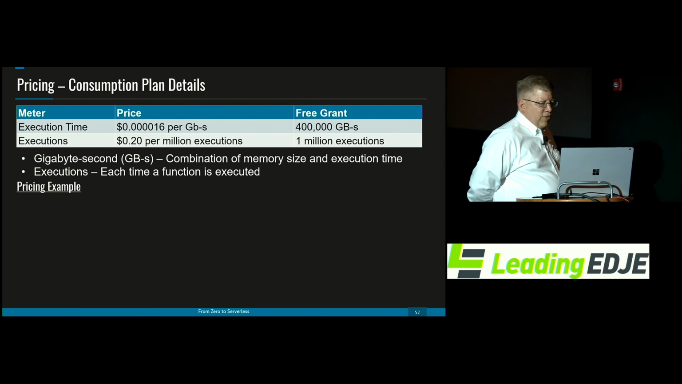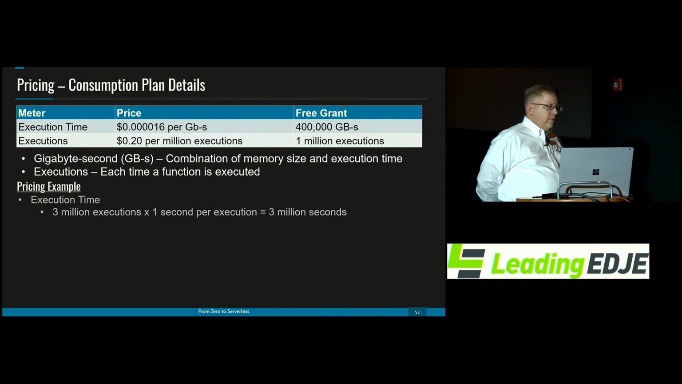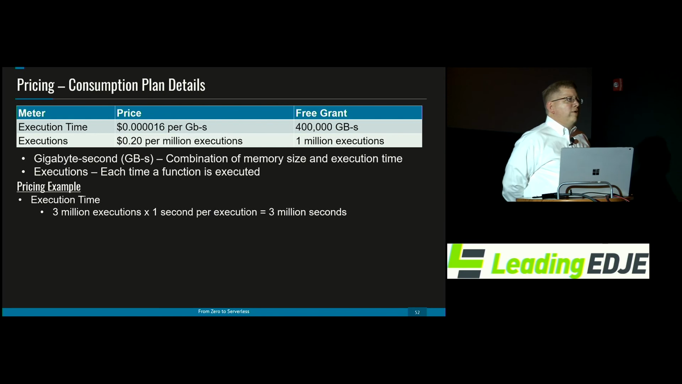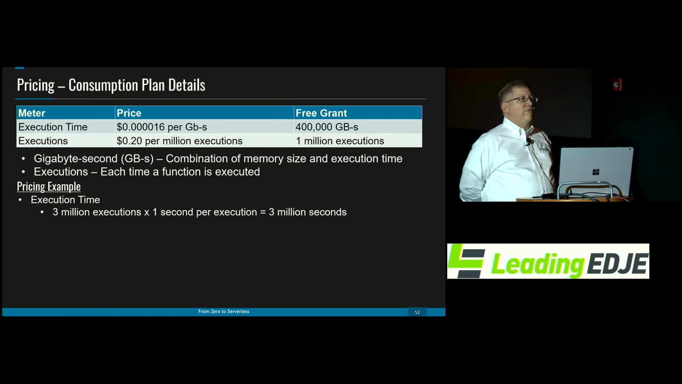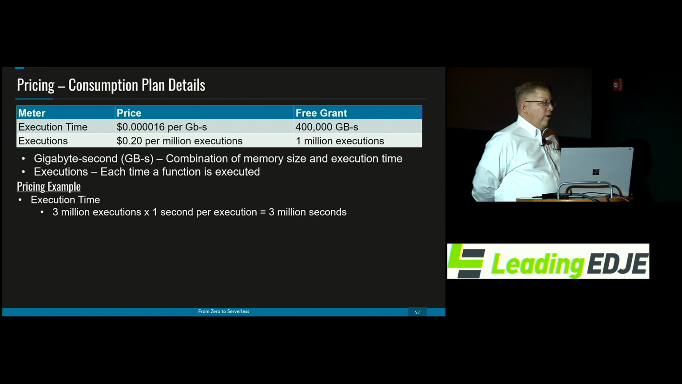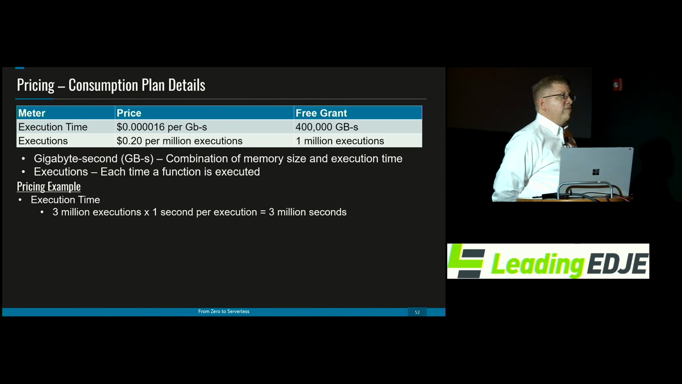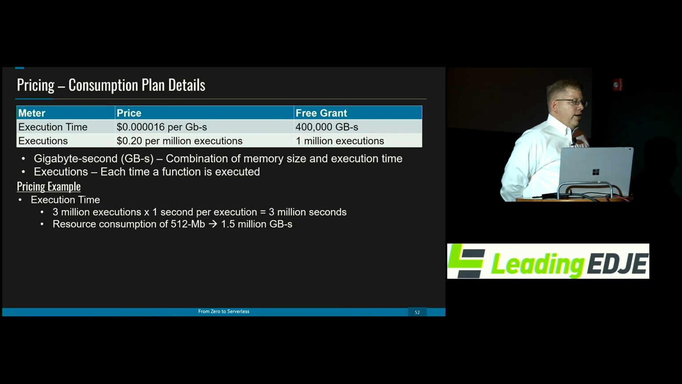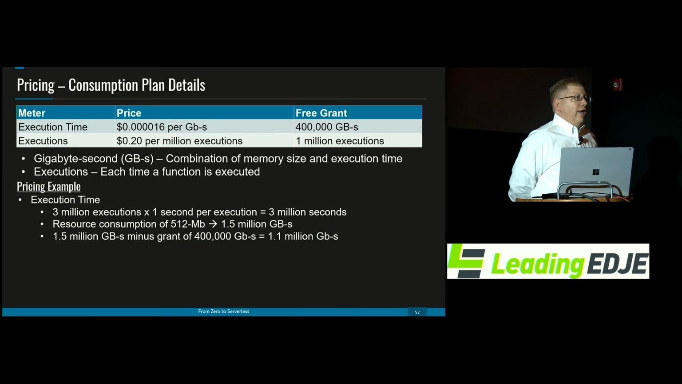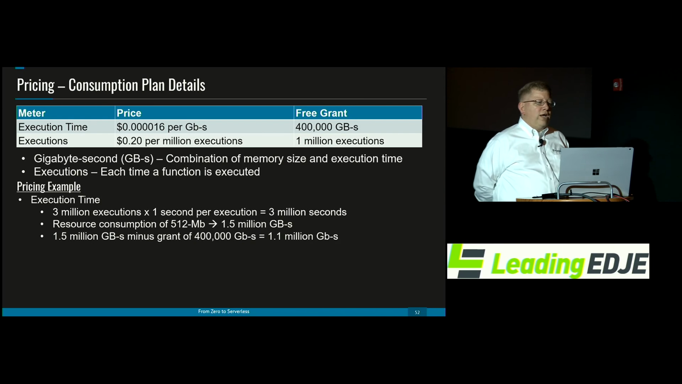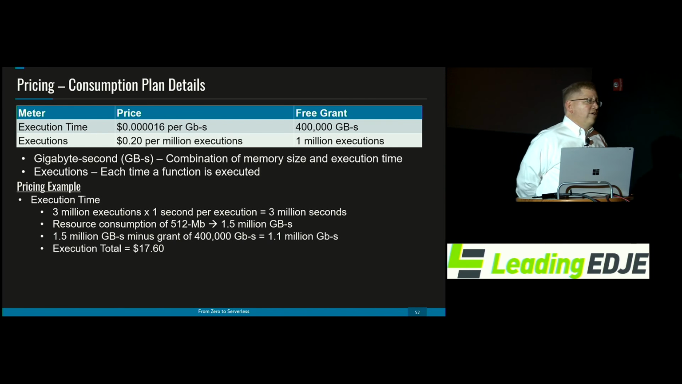If we were to think of a pricing example, let's say we have something running 3 million transactions a month. One second per execution, that's 3 million transaction seconds. Let's say it's consuming 512 megabytes, so that's 1.5 million gigabyte seconds, right? And again, you get 400,000 free, so you're paying for 1.1 million, which basically means you're paying $17.60 to run 3 million transactions.